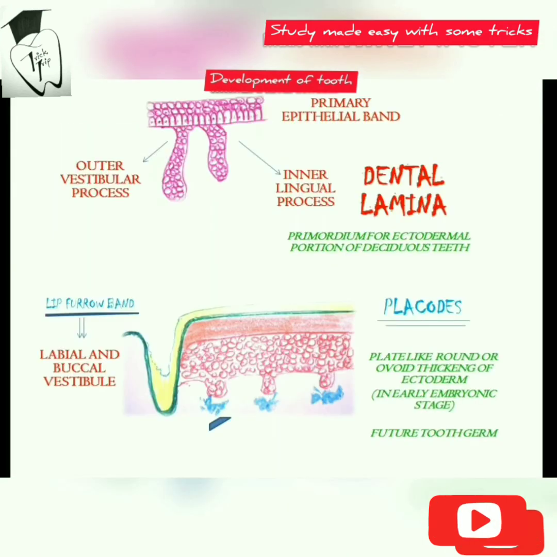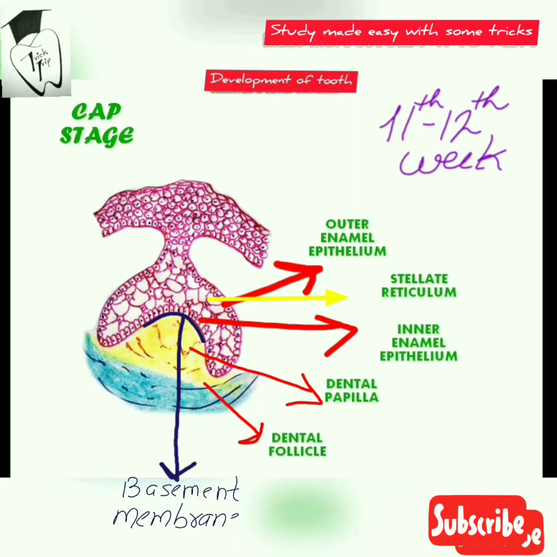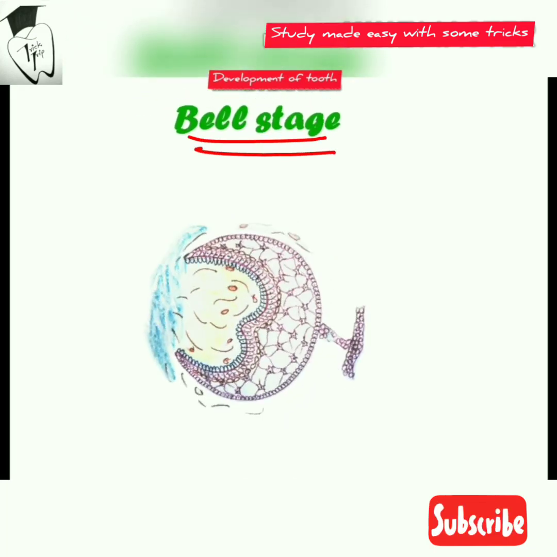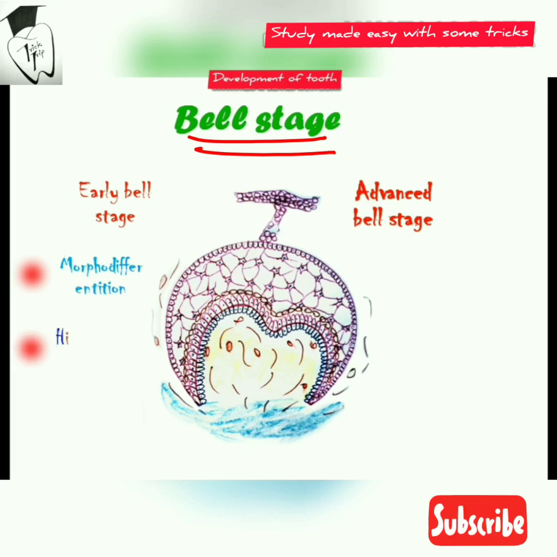In my previous videos we have already seen how the dental lamina forms, also the bud stage and cap stage. Now we'll see how the bell stage goes. The bell stage is divided into early bell stage and advanced bell stage. In early bell stage we can see the two processes, morphodifferentiation and histodifferentiation, which we'll talk about. And in advanced bell stage we'll see the apposition and the root formation.